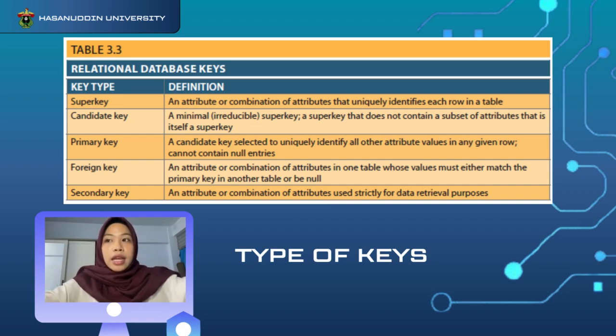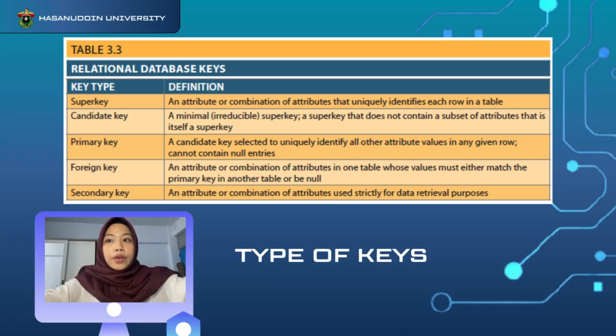contain null values. Then we have the foreign key, which is an attribute in one table that links to the primary key of another table, helping maintain relationships between tables. And the last one is a secondary key.